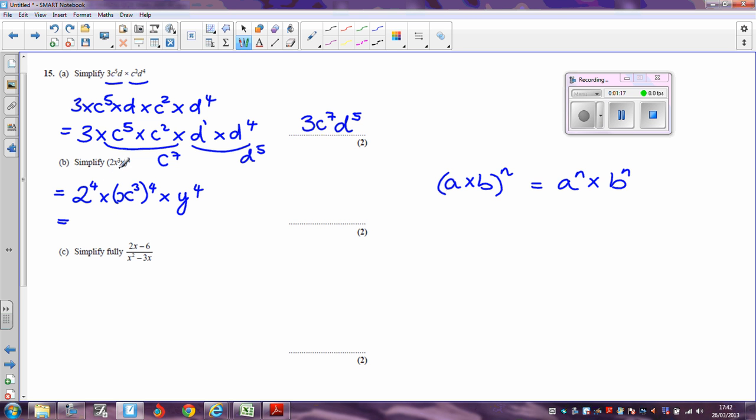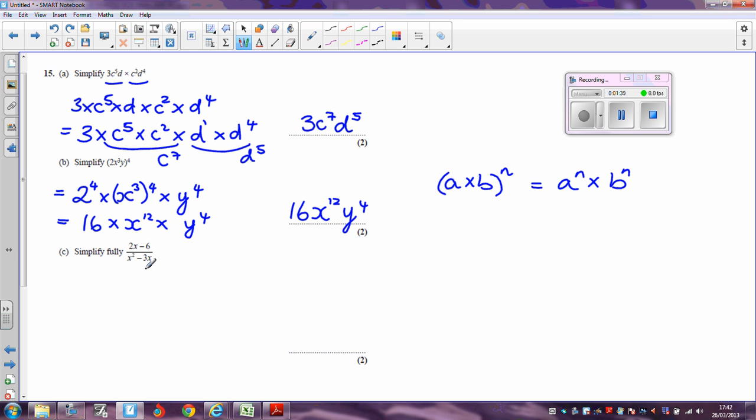So the common mistake here is to forget that the 2 is raised to the power 4. 2 to the power 4 comes out as 16. x to the power 3 to the power 4 is x to the power 12. We multiply the powers there, times y to the power 4. And all we actually need to do for our final answer is just not bother writing the multiplication signs.